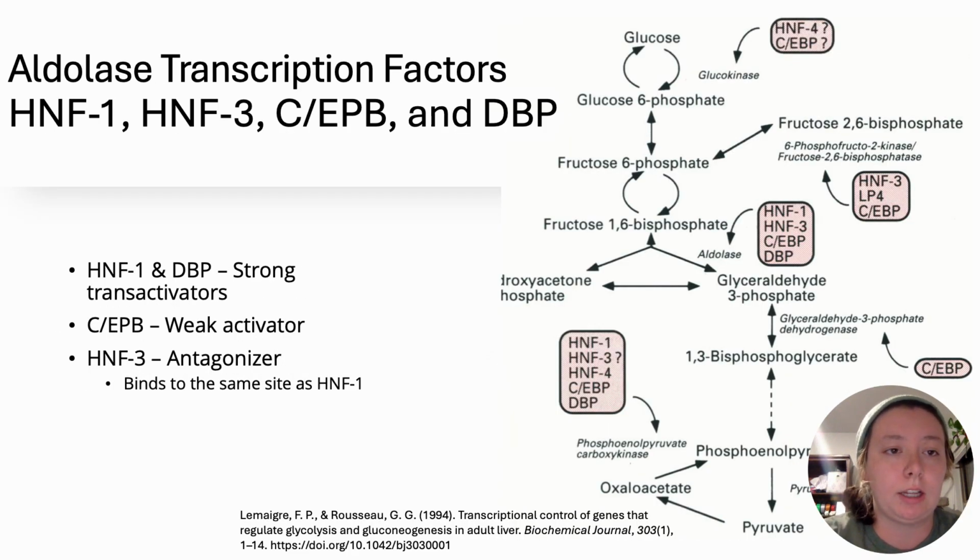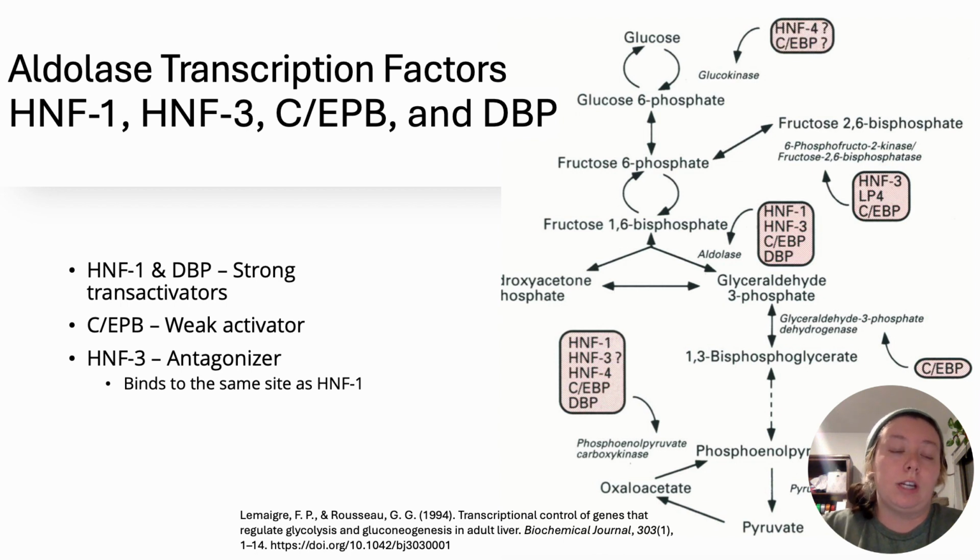So finally, the Aldolase transcription factors such as HNF1, HNF3, C/EBP, and DBP. These are just some of the things that will turn genes on or off and help regulate aldolase and therefore glycolysis and gluconeogenesis.